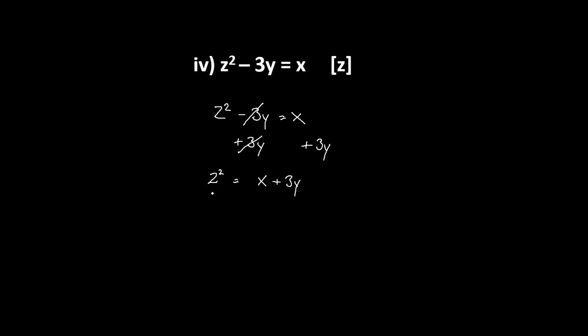Now this is z squared, so we want just z on its own. So if you write this out, z squared, and we take the square root of z, they cancel, but you've also got to take the square root of everything on this side. So that's x plus 3y. Okay, so that leaves us with z is equal to the square root of x plus 3y.